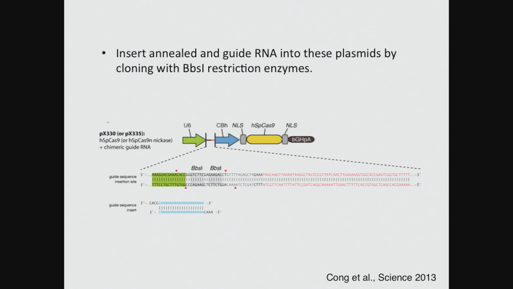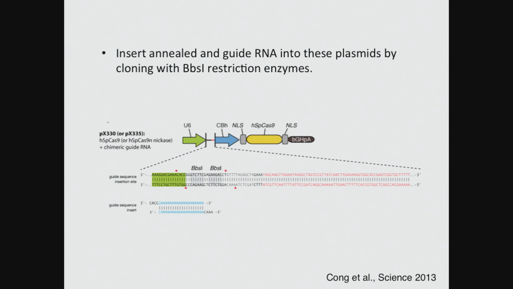And basically all you do is follow their directions, which are online, for how to order 2 oligos. You anneal them to each other. This blue here is your guide RNA sequence that you picked. You anneal the 2 oligos to each other, and then you cut this plasmid with the BBS1 enzyme, and you insert this guide using just a simple ligation.